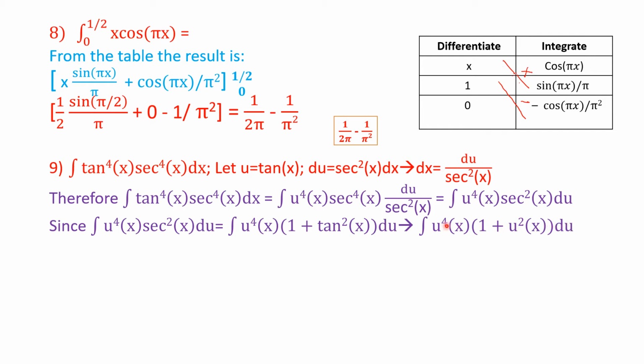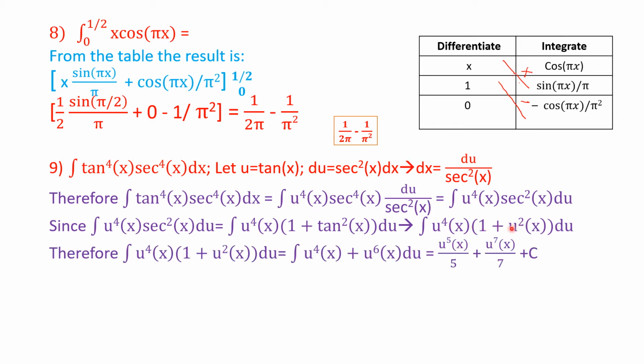Now we have to multiply u to the power 4, take it inside between the parentheses, so we will multiply. It will be u to the power 4 of x plus u to the power 6 of x, which is right here, integration of u to the power 4 of x plus u to the power 6 of x, and this is just a polynomial integration, so it will be equal to u to the power 5 divided by 5 plus u to the power 7 divided by 7 plus c, which is a constant of integration.